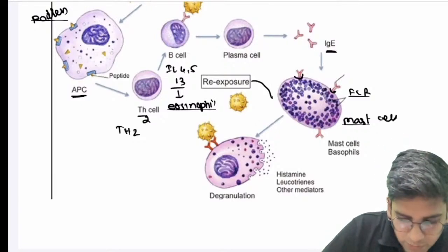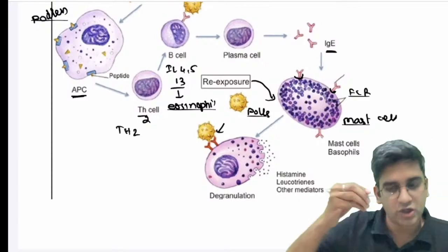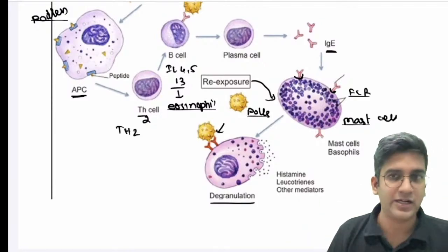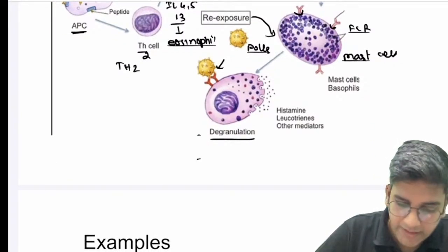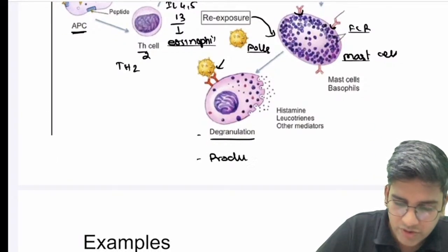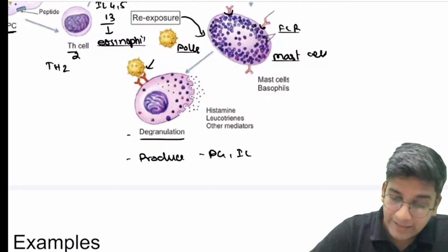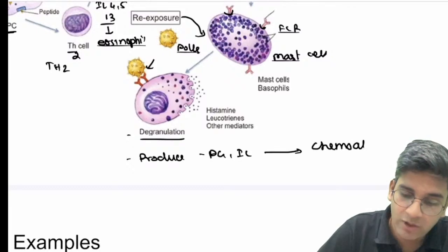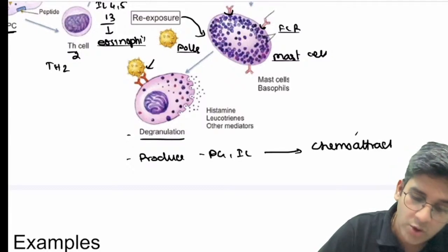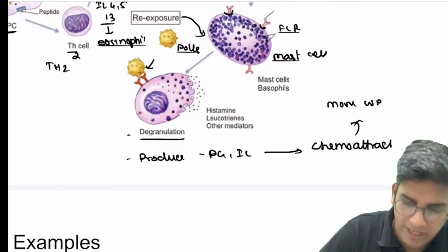Only when there's a re-exposure to the same pollen, it will sit on the antigen, cause an antigen-antibody reaction, and cause degranulation. It will not stop with degranulation, right? It will degranulate. It will obviously produce inflammatory mediators like prostaglandins and interleukins. Interleukins by default are chemoattractants. So this chemoattractant will definitely bring in more new WBCs, right? More WBC and more damage.